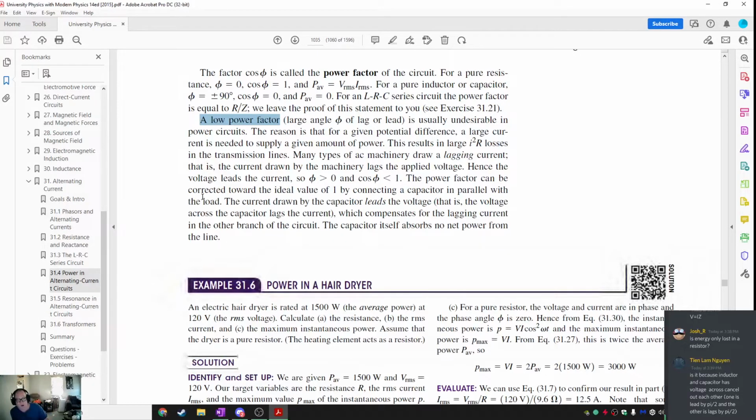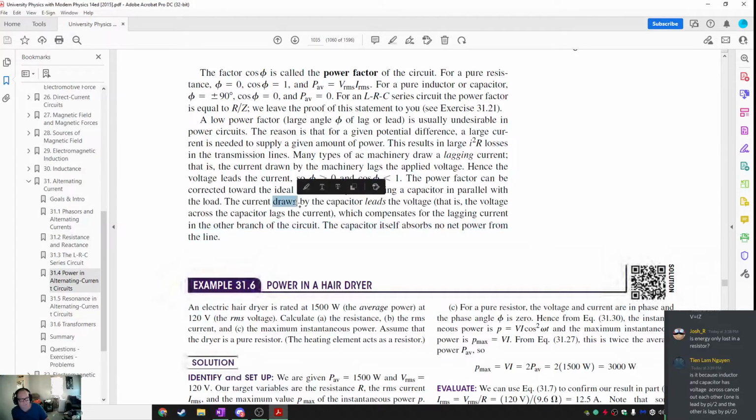The power factor can be corrected. We're going to do this in one of these problems here. They don't do this in your book, but you'll see it show up in your lab manual homework, and I'll show you how to do it. The power factor can be corrected to the ideal value of 1 by connecting a capacitor in parallel with the load. The current drawn by the capacitor leads the voltage, that is, the voltage across the capacitor lags the current, which compensates for the lagging current in the other branch of the circuit. The capacitor itself absorbs no net power from the line.